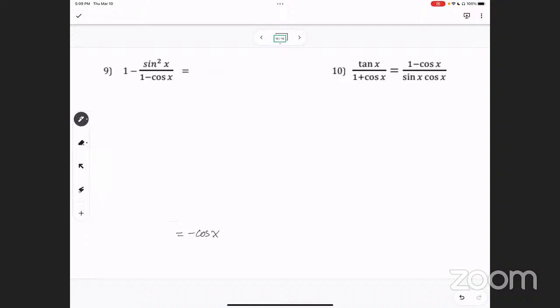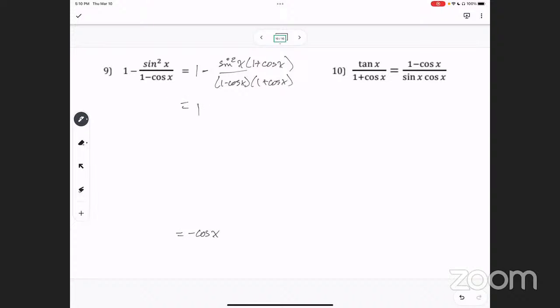Okay, so first step for number 9 is I'm going to get rid of that denominator, or multiply by the conjugate, right? So this is sine squared x times 1 plus cosine x. I'm sorry, that's x, not theta. So I'm going to multiply that on the top and the bottom, right? 1 minus cosine x, 1 plus cosine x.